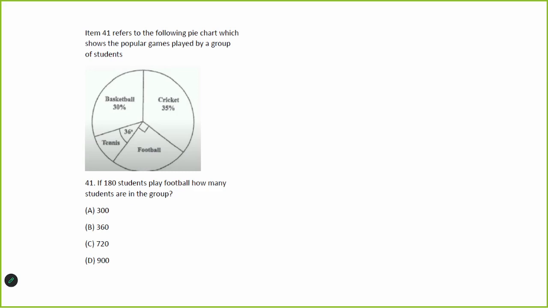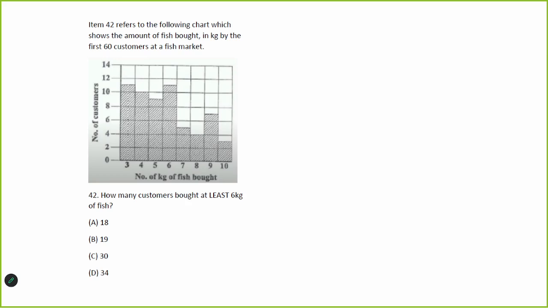Right, this one, if 180 students play football, how many students are at the game? We know football was 25%, and we did this question, it was 720. Right? How many customers bought at least 6 kilograms of fish? We did this question already, which was 6 and up here, and I believe the answer was 30, because this was 12, and this was 5, and this was 4, and this was 7, and this was 3. 7 and 3 is 10. 5 and 4, 9. No, this was 11. 5 and 4, 9. 9 and 11 is 20. So 20 and 10 is 30.